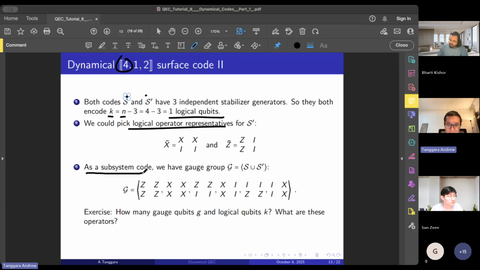And another interesting thing: if we think about these two codes as a subsystem code, I take the gauge group of the subsystem code as the union of the two stabilizer groups, right? So it's going to be generated by just taking the union of the generators of those two stabilizer groups. I think it's a good exercise to calculate how many gauge qubits or logical qubits the subsystem code has.